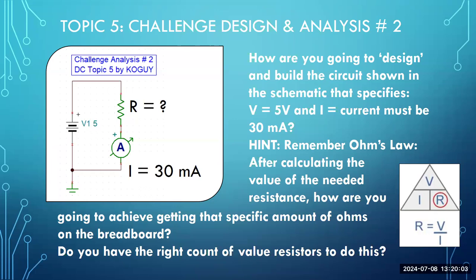So what do you do? You go back to Ohm's law, and when you go back to Ohm's law, you recall that you put your thumb over the R, and as you put your thumb over the R, take a look at what's left in the formula. You have a V over an I. So what that means is resistance would be calculated as voltage over current. Do we have a voltage? Yes, that's 5 volts. Do we have a current? Yes, that's 30 milliamps. Can you calculate what that ohms ought to be? Well, let's go ahead and take a moment and do this.